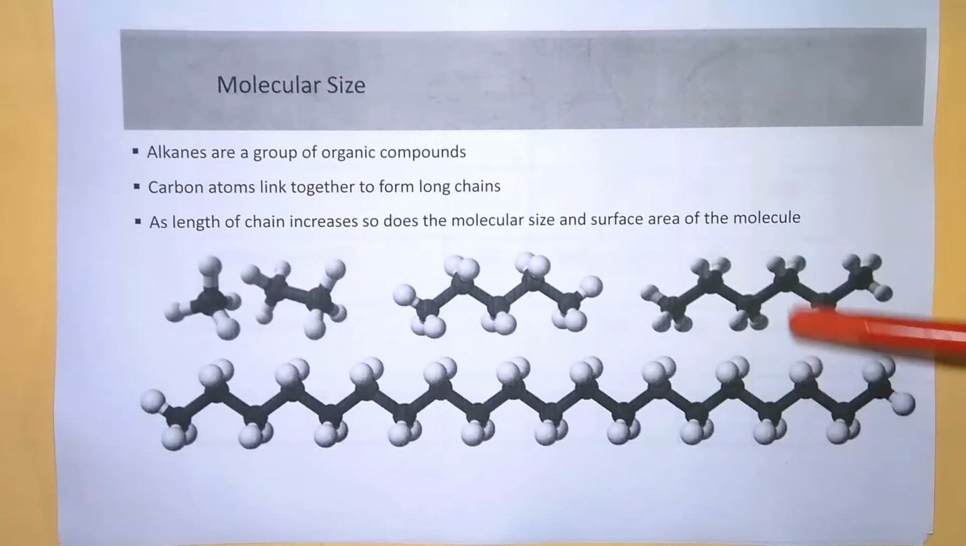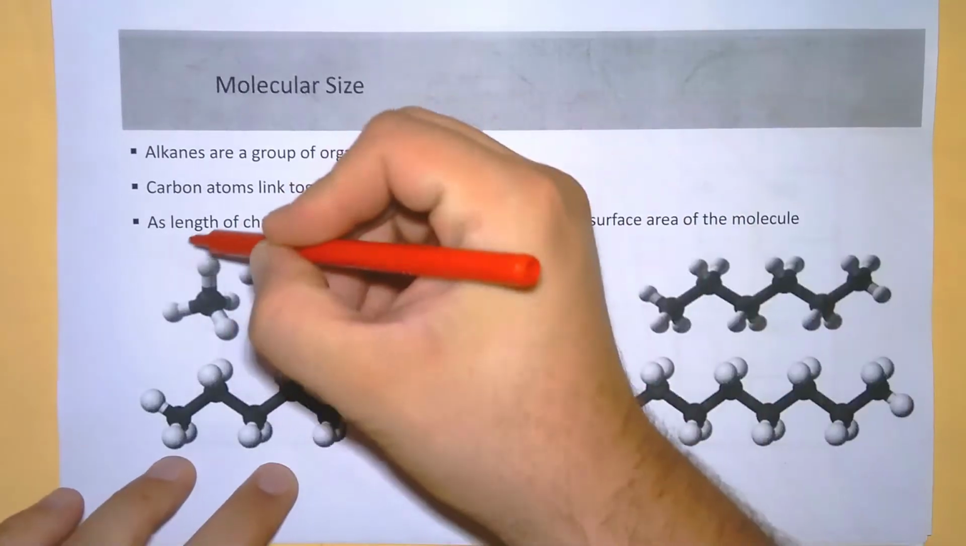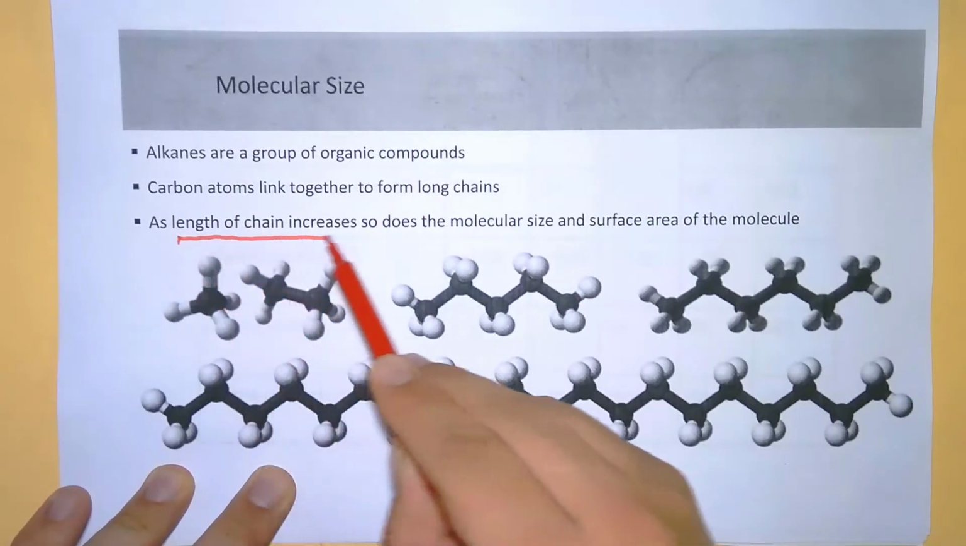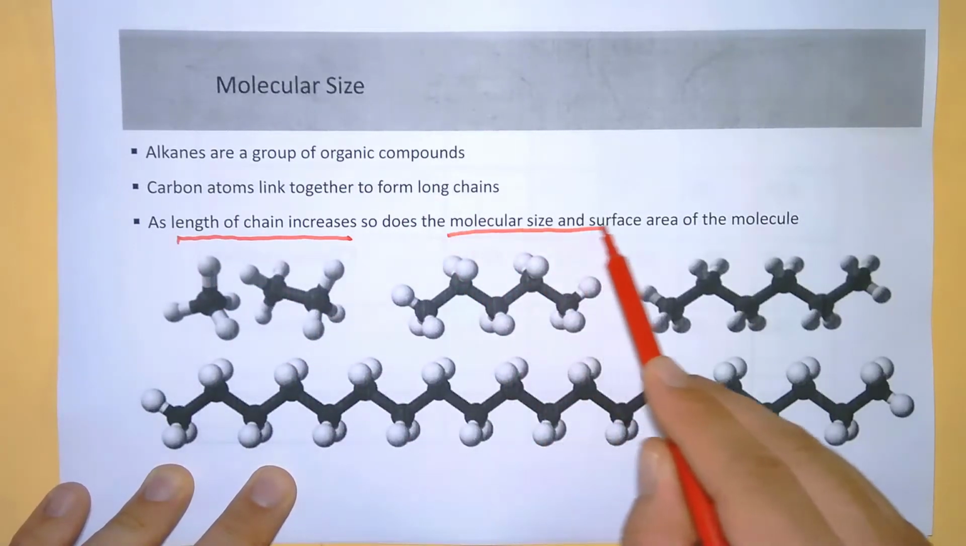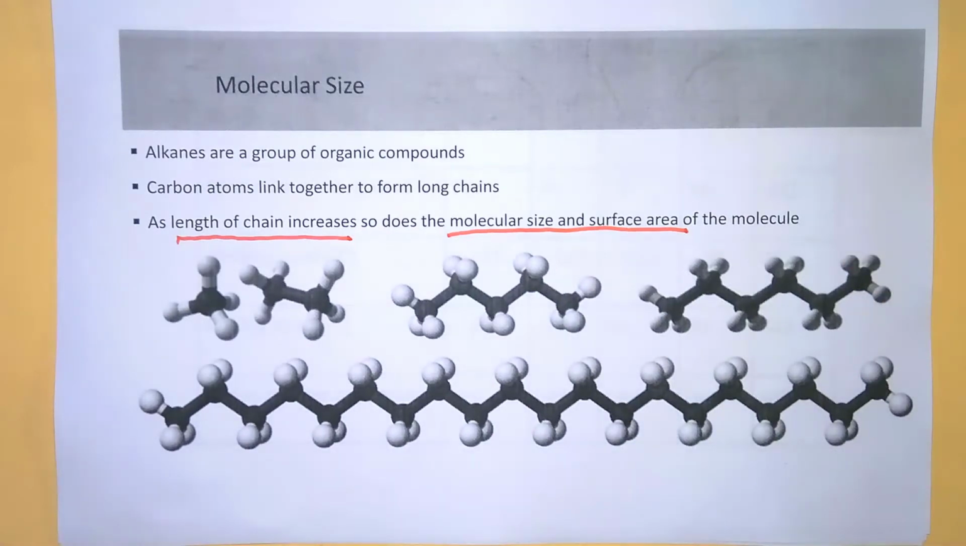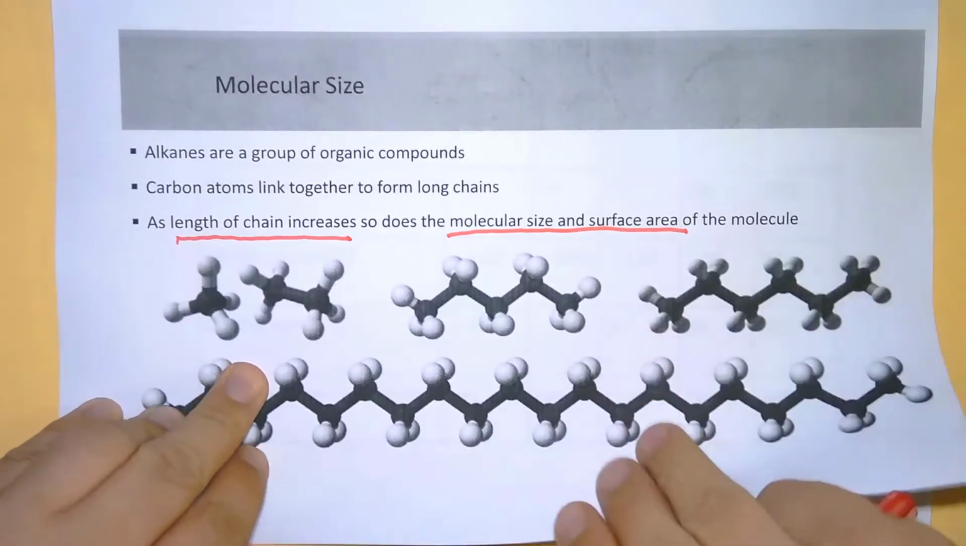Now, what's important is that as the length of the chain increases, the molecular size and surface area of the molecule also increase, which becomes very, very important, because the larger the molecular size and the surface area, the more places there are for London forces to actually form. The example that I'm going to use here is methane, so that we can take a look at these spaces that form.